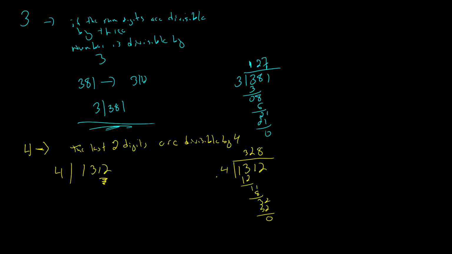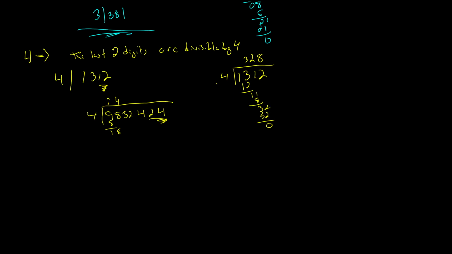I always found this one neat because you could make any number, right? 9,832,424. And hey, that's divisible by 4, because I just focused on the last 2 digits being divisible by 4. Let me divide it out and check. 4 goes into 9 twice, 8, bring down the 3, and so on. So no remainder. I always found that one odd.